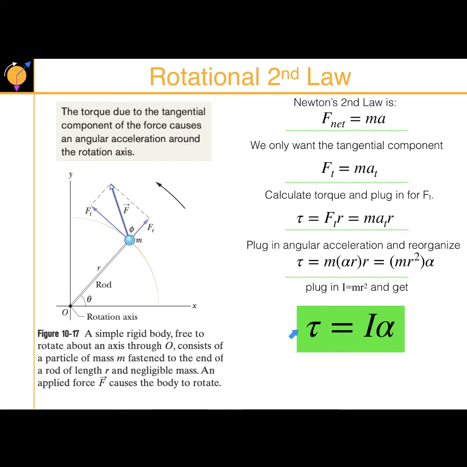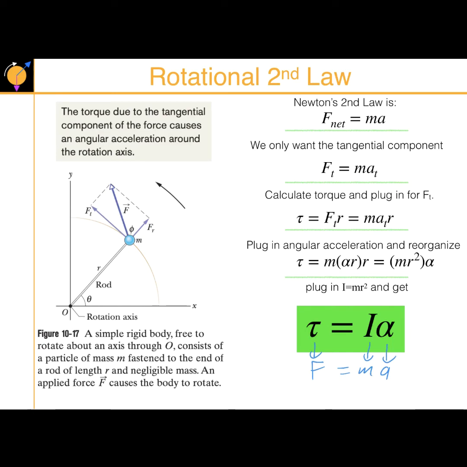So we now have that the torque is equal to the moment of inertia times alpha. Torque equals I alpha, which looks a lot like F equals ma, except the rotational version of it, right? The rotational version of force is torque. The rotational version of mass is moment of inertia, or rotational inertia. And the rotational version of acceleration is alpha.